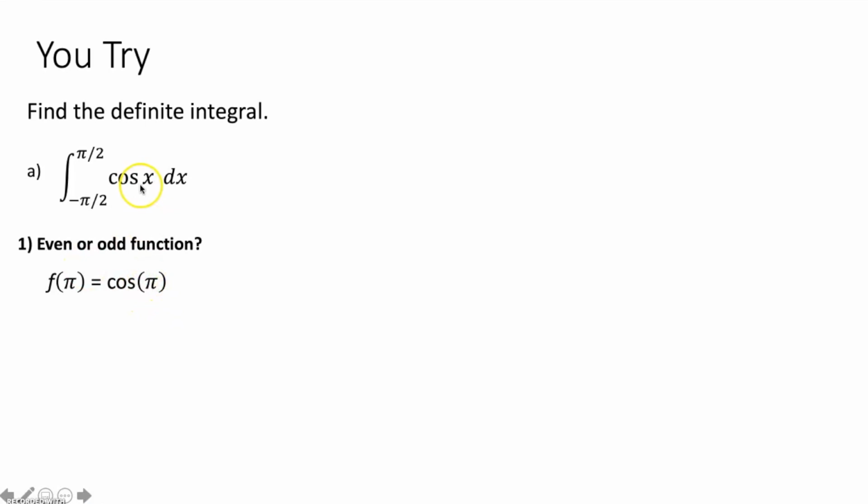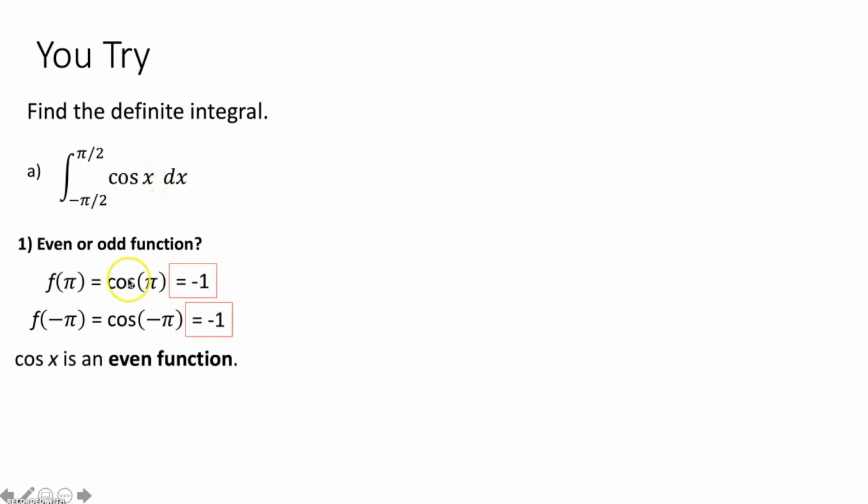If I were to plug in pi for x in this function, cosine of pi is going to give you negative 1. Now what I'm going to do is take the opposite of that x value and plug it in the function for x. So I'm going to take negative pi and plug it in the function for x. So what is cosine of negative pi? It's still negative 1. Meaning, if I plug in opposite x values to this function, I get the exact same y value. When that occurs, that means your function is going to be an even function.